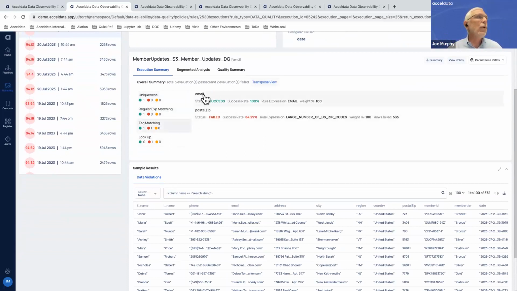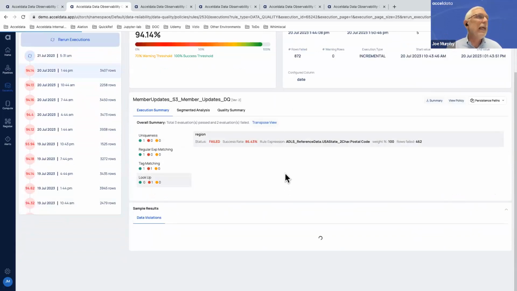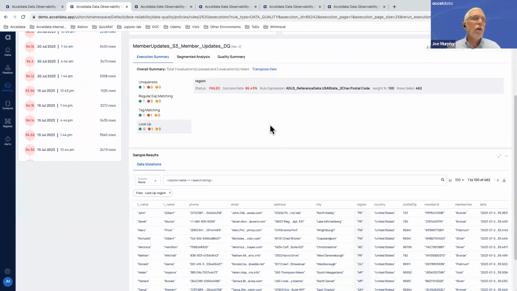Maybe I needed to make sure that the email was the right pattern, or the postal zip code was going to be correct, right? Or maybe that the region was in my set of regions. And I can even drill down and show them, well, here are the rows that actually failed. And I could actually block those rows if I chose to in my pipe from moving forward, right?